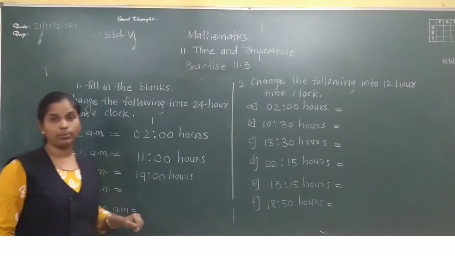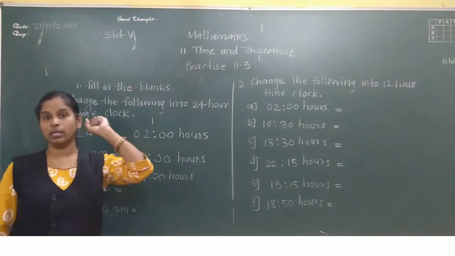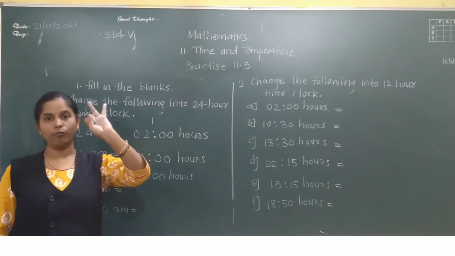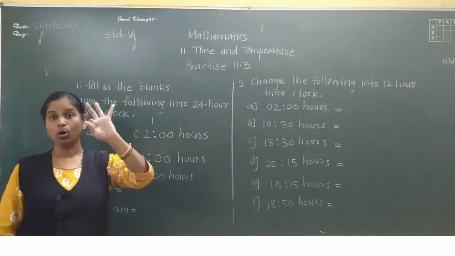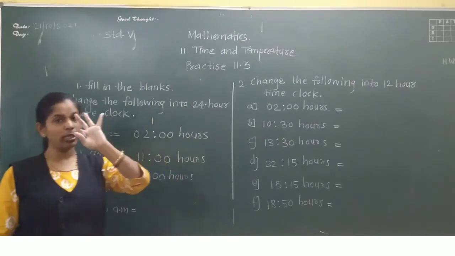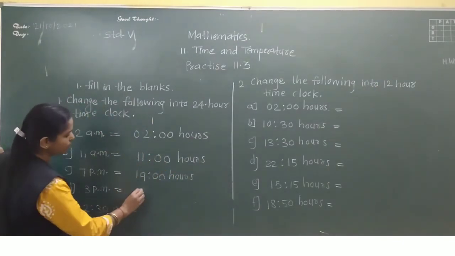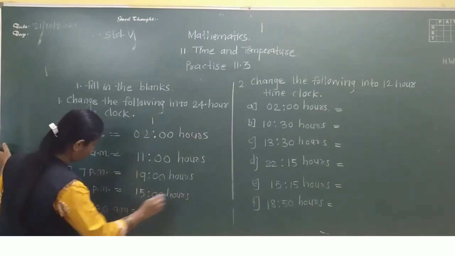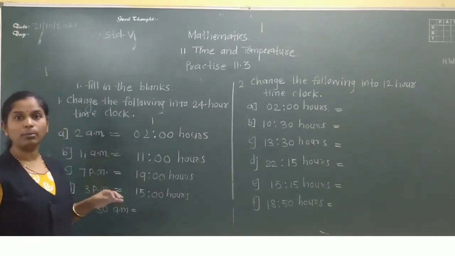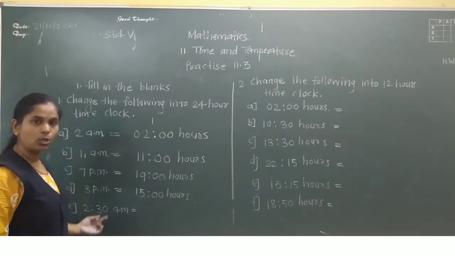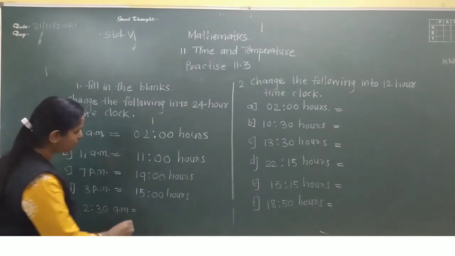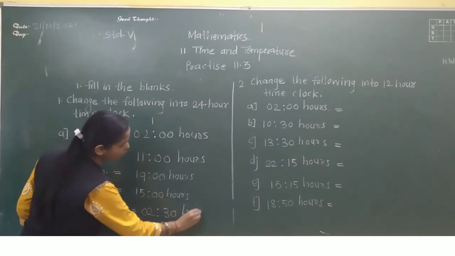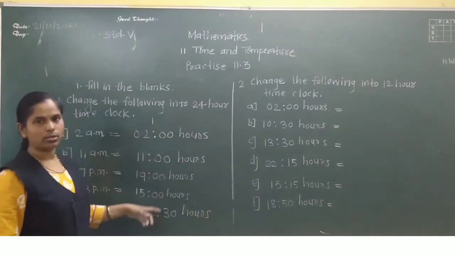Next, 3 PM. Again, 1 is 13, then 14 and 15. So 3 PM means 15 hours. Got it? And 2:30 AM. The time is AM, so the number will remain the same: 2:30 hours. Instead of AM, PM, we have to use hours.